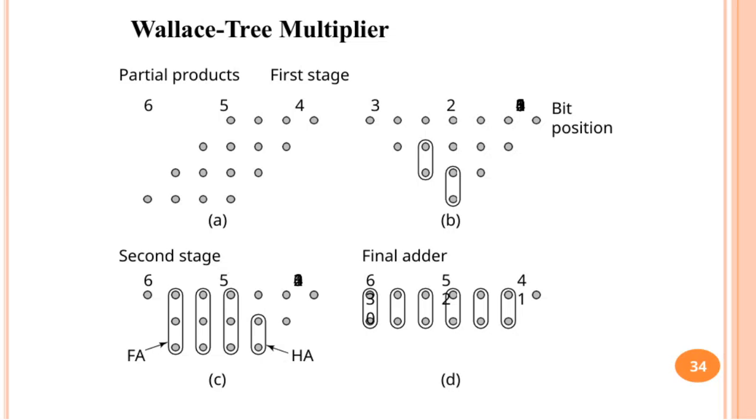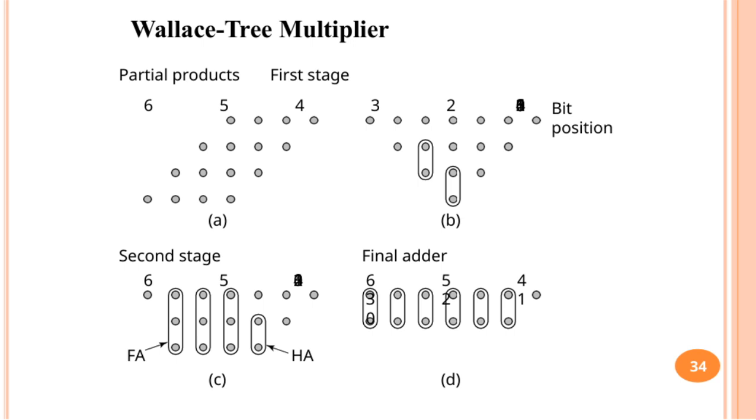results. Here we're looking at the Wallace-Tree multiplier, a method used to speed up the process of multiplying binary numbers. The first stage involves generating partial products, which are essentially the initial results from multiplying bits of the numbers. You can see these partial products aligned according to their bit positions, which range from 0 up to 6 here.